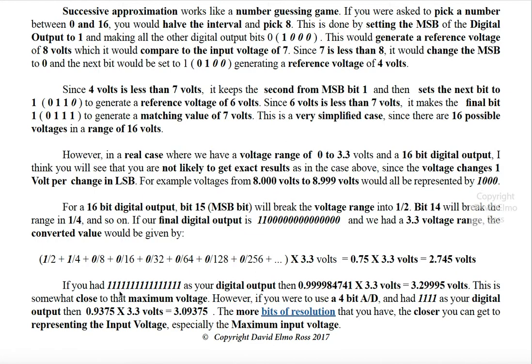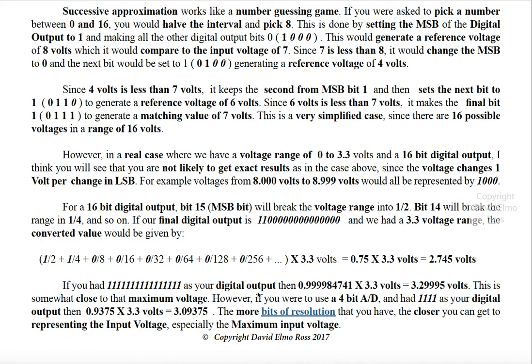However, if we had all of these as ones, where we had halves, quarters, eighths, all the way down to 1 over 65,536, the fraction that we would get wouldn't be 1. It'd be fairly close, and when we multiply it, we get 3.299995, which is fairly close to 3.3, but it isn't exactly 3.3.